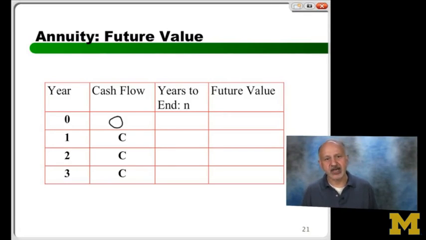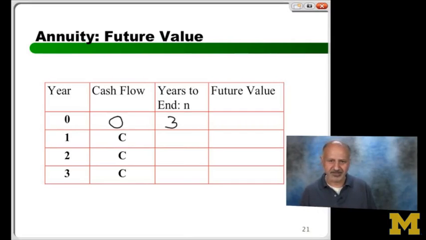So suppose I ask you how many years to the end, and you should be able to say that there are 3 years left to the end. How did I figure that out? Very simple. 0 to 1 is 1, 1 to 2 is another 1, and 2 to 3 is the third one. Why am I doing this? I'm just giving you a sense of how many periods are left, right?